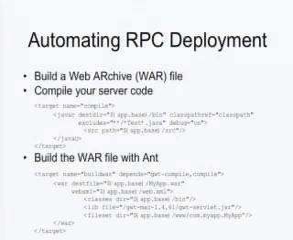The GWT servlet jar is the library that you need to run your RPC server-side code, and it should go into the lib directory. The last set of files in the WAR file here is just the compiled GWT source code, which goes into the root of the WAR file.